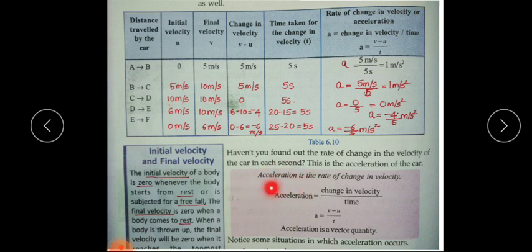So what is acceleration? Acceleration is the rate of change in velocity, that is, acceleration is equal to change in velocity divided by time, or a is equal to v minus u divided by t. Acceleration is a vector quantity. Its unit is meter per second square. The unit of velocity is meter per second, but the unit of acceleration is meter per second square.